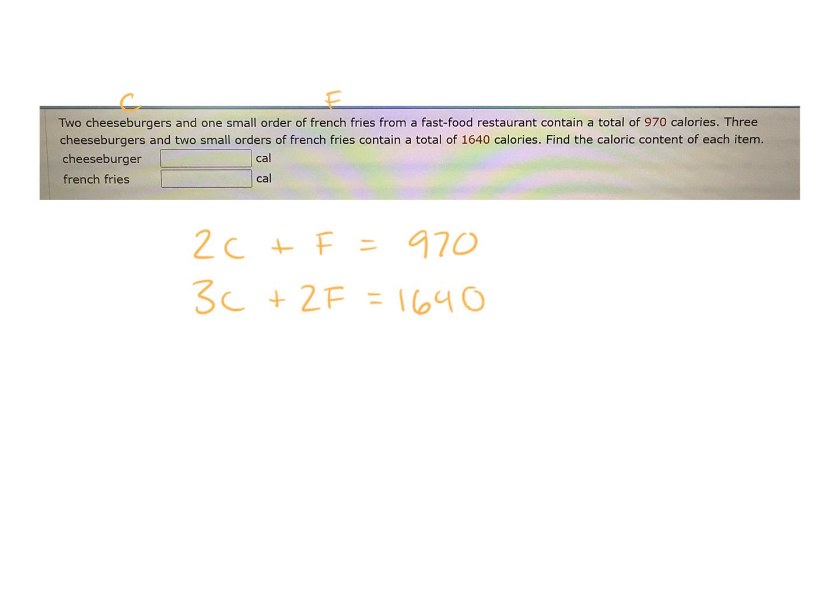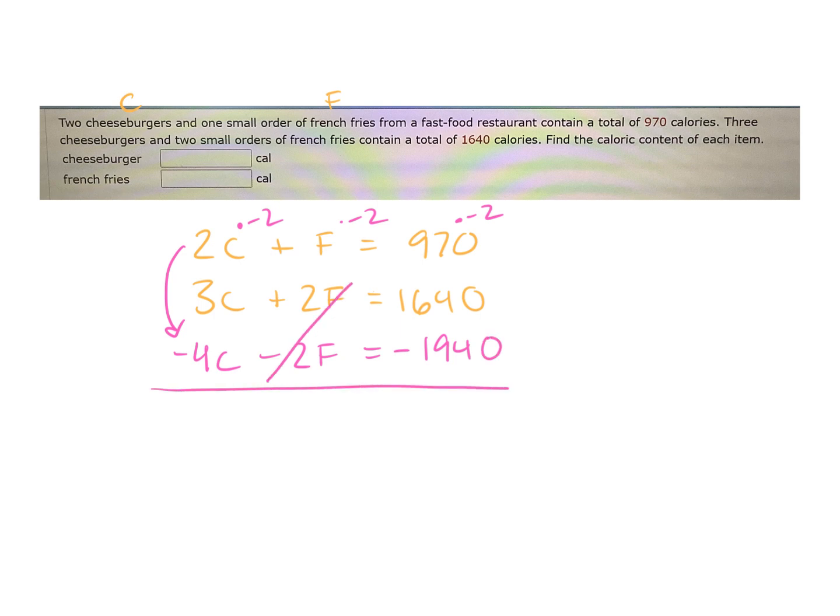All right, let's solve with elimination. Perfect. We can multiply the top by -2. So this would be -4C minus 2F is equal to negative 1940. Combine our like terms now because the F's will cancel. So negative C is equal to negative 300. So what does C equal? 300.